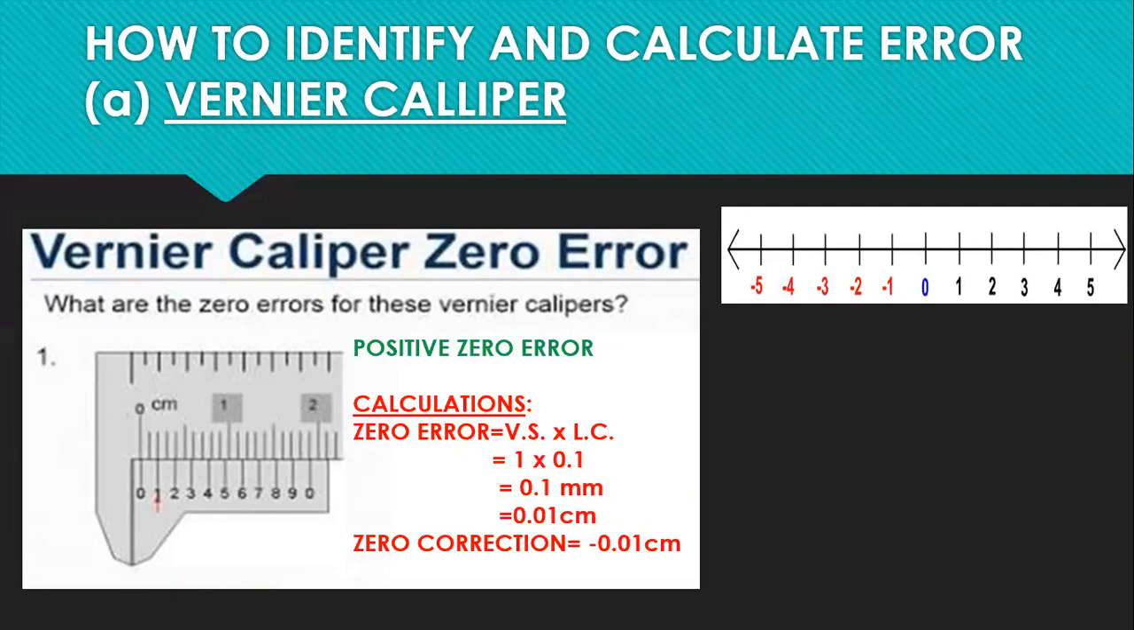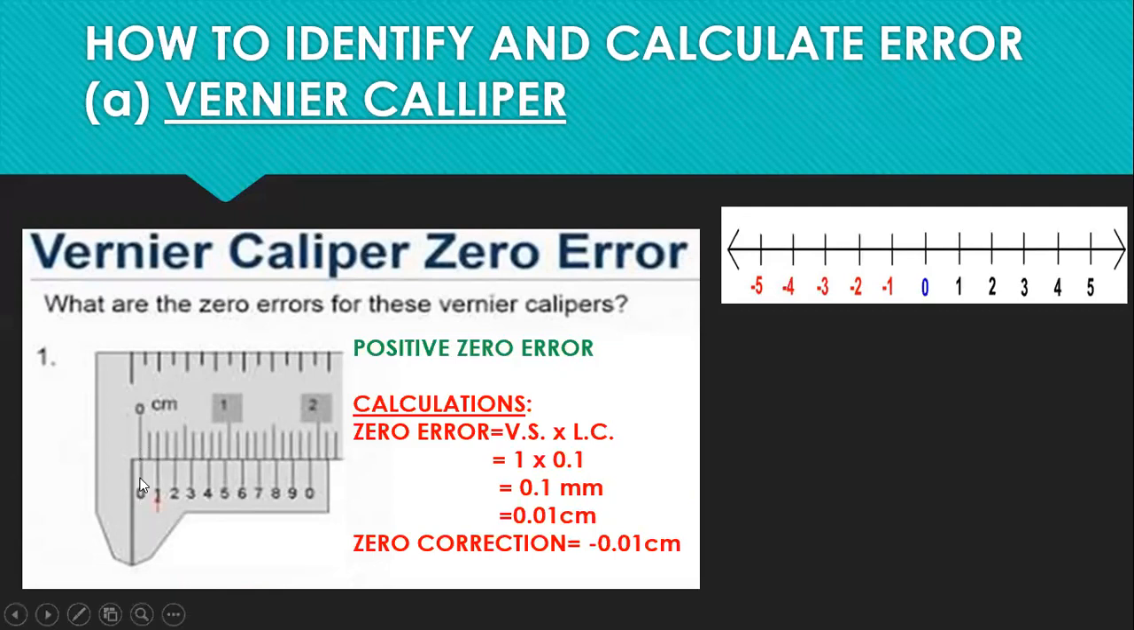The answer is going to be 0.1 millimeter. And you can convert that millimeter into centimeter by dividing the value by 10. So your answer is going to be 0.01 centimeter. Since this is a positive error, you can write a positive sign with it. But the correction applied will be negative because this is an additional value.